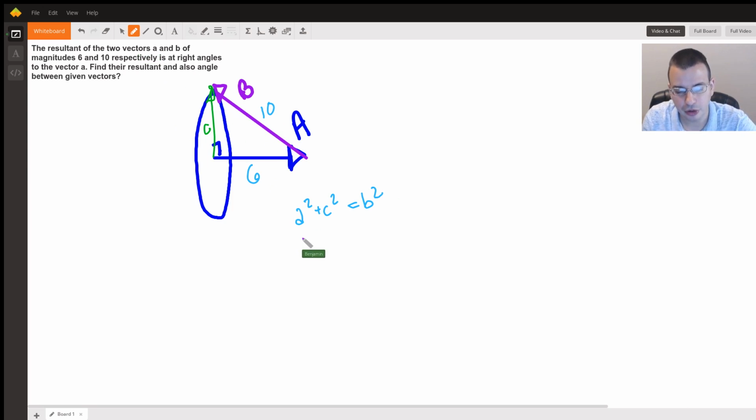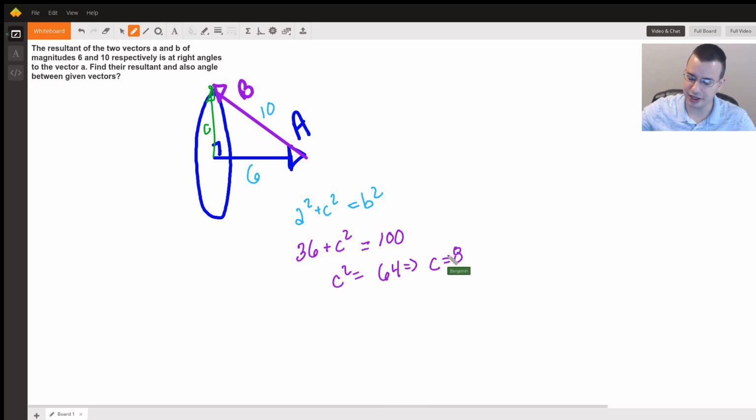All right, so then we know A squared will be 36, which is 6 squared. Then we'll have C squared, and then B squared, which will be 10 squared, which will be 100. And so C squared equals 100 minus 36, which is 64, which implies that C equals 8. Normally it'd have to be positive 8, negative 8, but we're dealing with vector lengths here, so just magnitudes. So we'll go with positive 8. So we know that C is going to be 8.